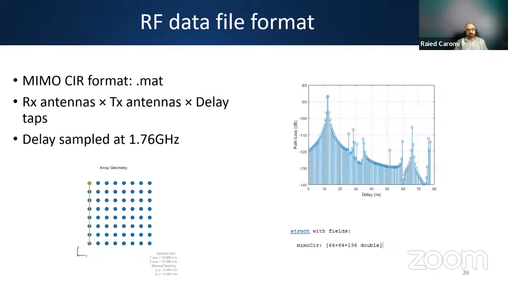Okay, the first data type is the RF data, which is basically MIMO channel impulse response in a .mat file. You can see here an example of the antenna arrays. On the bottom right side, you can see the structure, which is RX antennas times TX antennas and delay taps, which, as Steve also explained, was sampled at a 1.76 gigahertz sampling rate. It's basically just a .mat file, so it's very easy to read and process. Next slide.